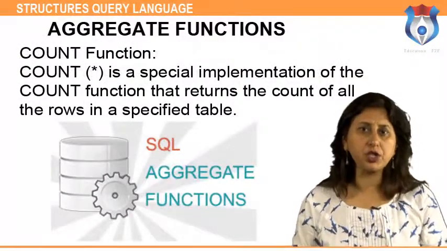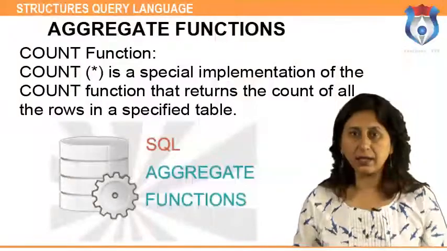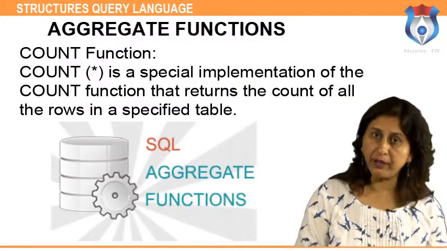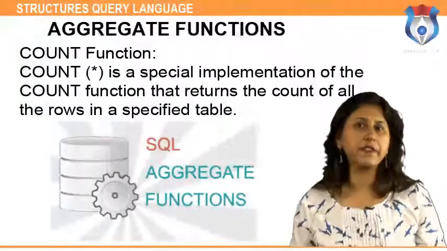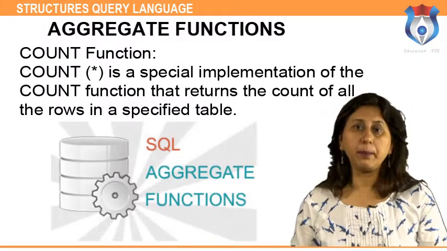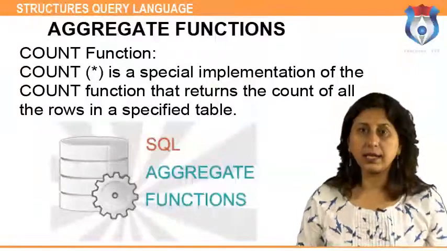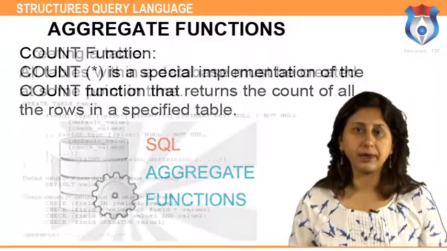The count function returns the total number of values in the specified field. It works on both numeric and non-numeric data types. All aggregate functions by default exclude null values before working on the data. Count also considers nulls and duplicates.